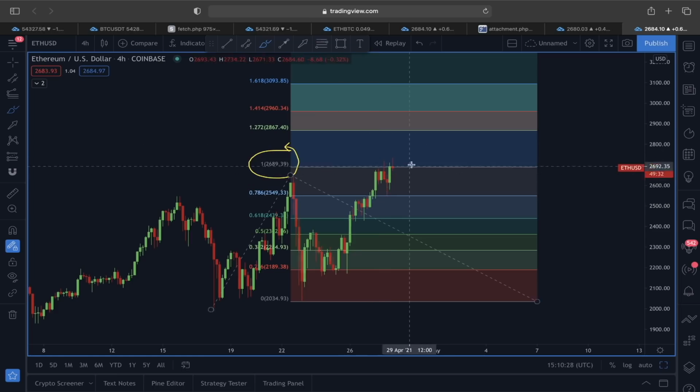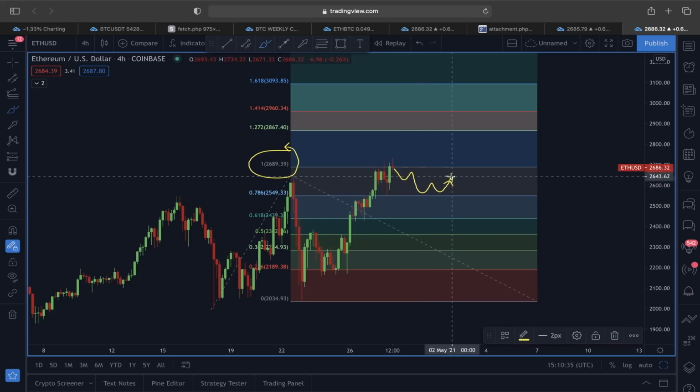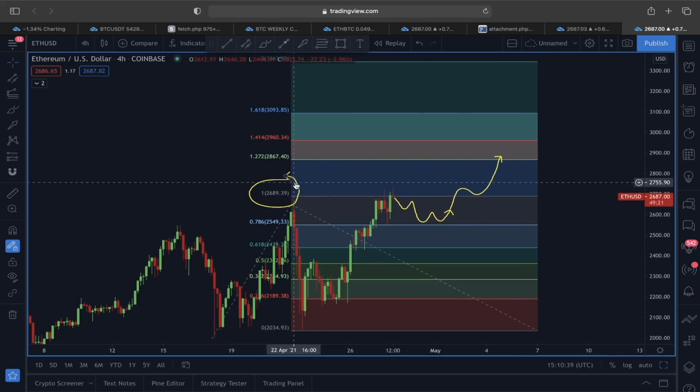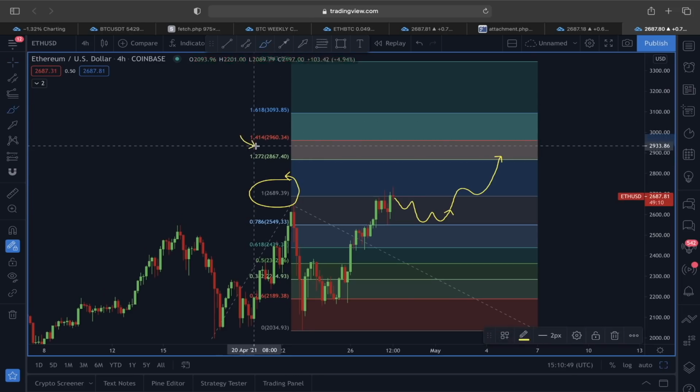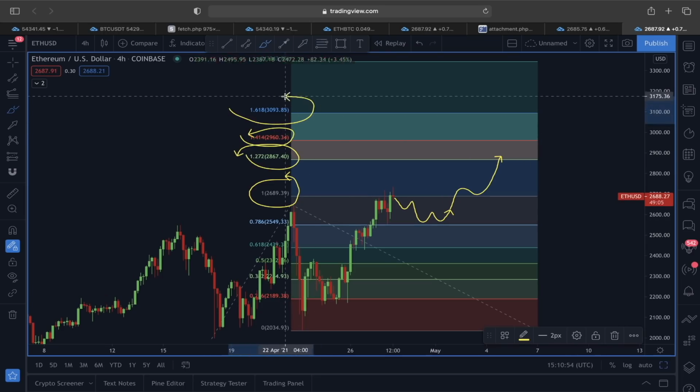You can see exactly after reaching this line, we are seeing some sort of a rejection. So as I've already said, guys, if we are also going to see a pullback, that should be fine, but we are still going to be focusing on the upward price movement. So our first upward price target is around 2,867. That's the 1.272 Fibonacci extension level, and the next target is going to be around 1.414, and our personal target is going to be around this 1.618 Fibonacci extension level, and that is going to be around the 3,090 to 3,100 price level for Ether in the upcoming days.